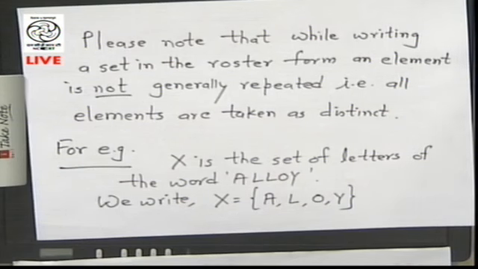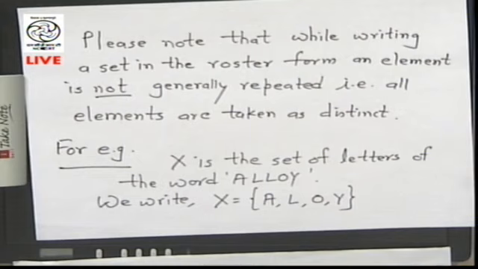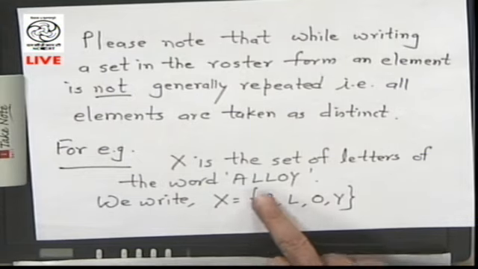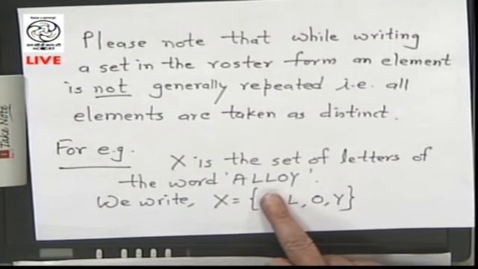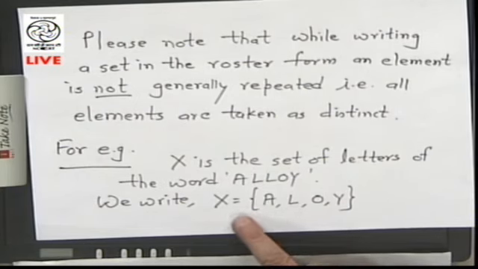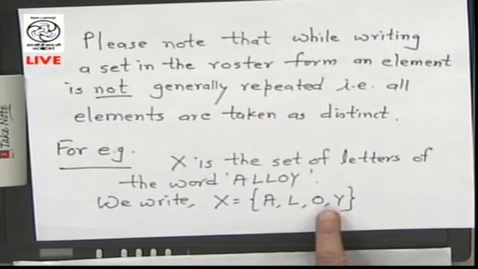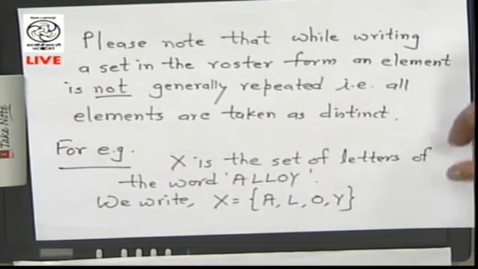And there is one more thing. Please note that while writing a set in roster form, an element is not generally repeated. That is, all the elements are taken as distinct. For example, take the word alloy. Alloy has two L's, but here we write only A, L, O, Y. An element may be repeated two or three times, but in writing the set we will write only one element.